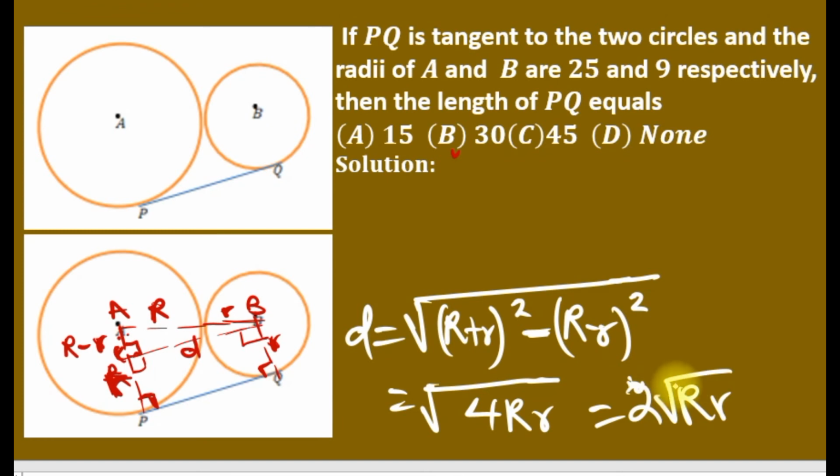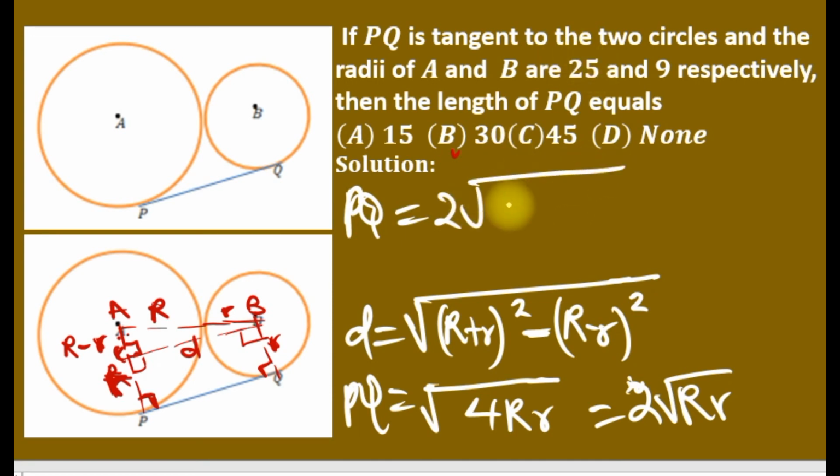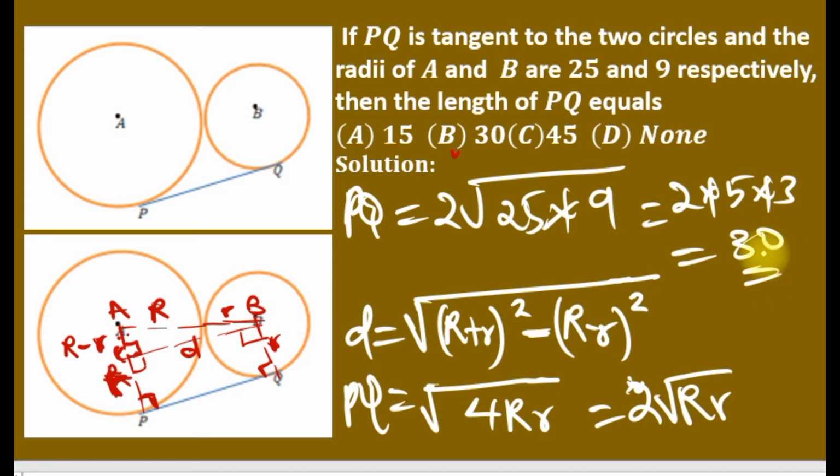So as you can see from here, what we are looking for, PQ, is 2 times the square root of 25 times the square root of 9. So this is 2 times 5 times 3. Our answer is 30. So it's very simple.